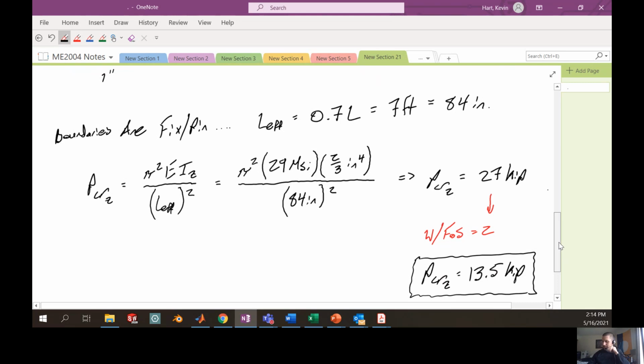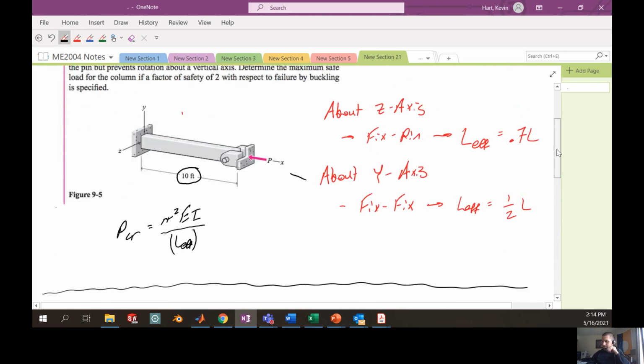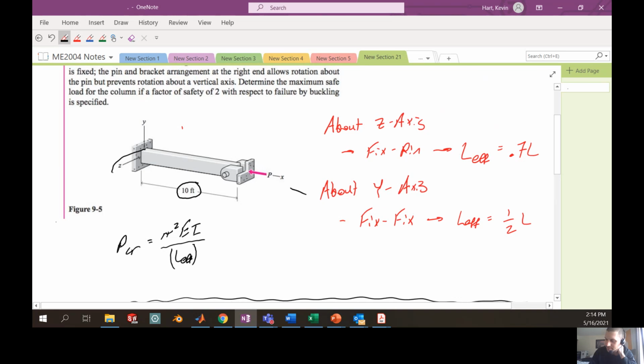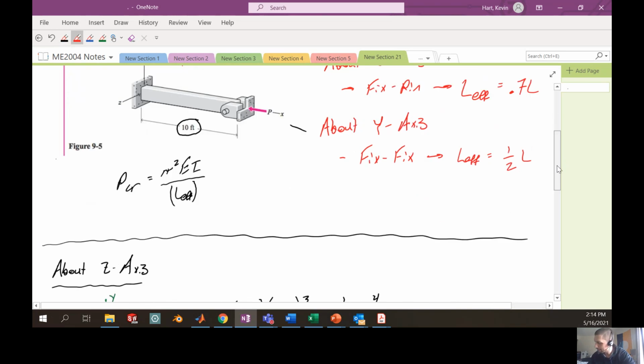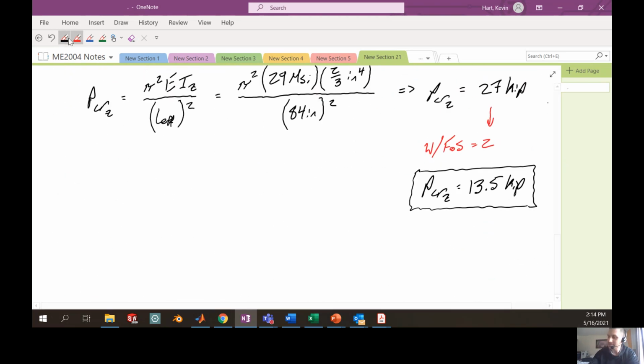So again, remember that is buckling about this general axis, thinking about curving about that axis. So this sort of buckling mode here. Actually, if we're going into that fixed end, it's probably a little bit more like this. It's probably a more accurate representation. So that's the Z direction.